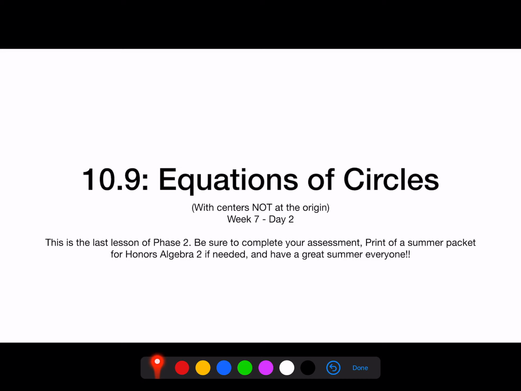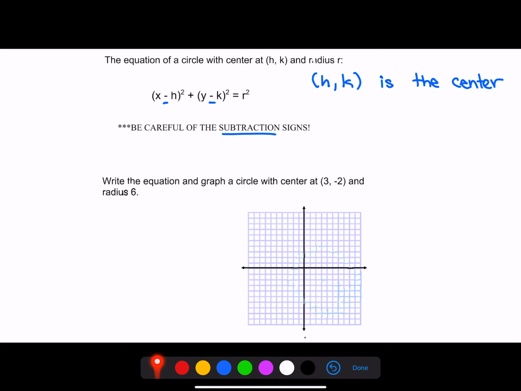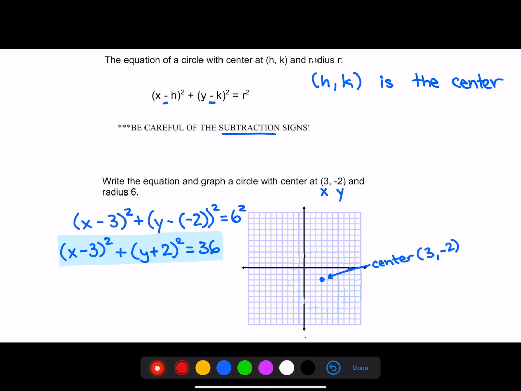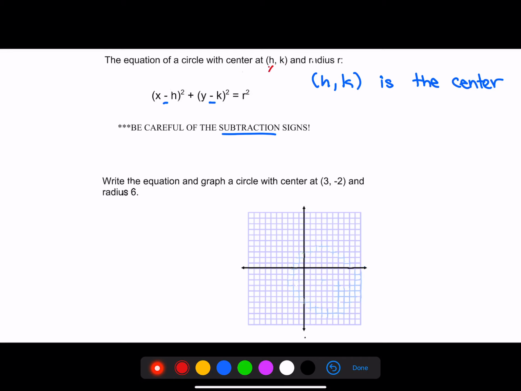Other than that, let's go ahead and get started. So, the equation of a circle with center at (h, k) and radius r. Well, h is just x, and k is just y. That's all that's happening here. So (h, k) is the center of the circle. Now, in our equation, we have (x − h)² + (y − k)² = r².